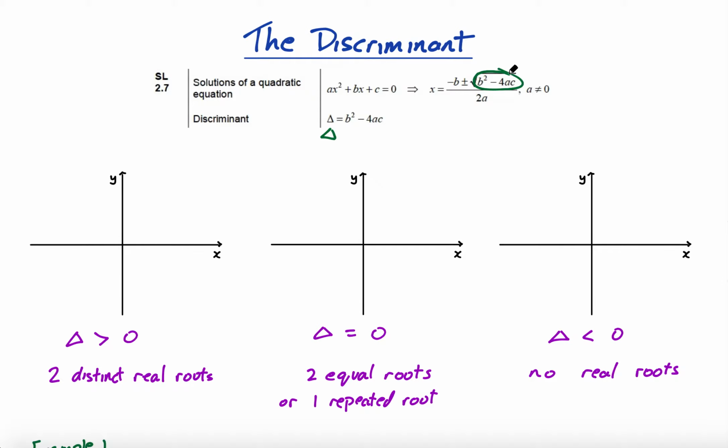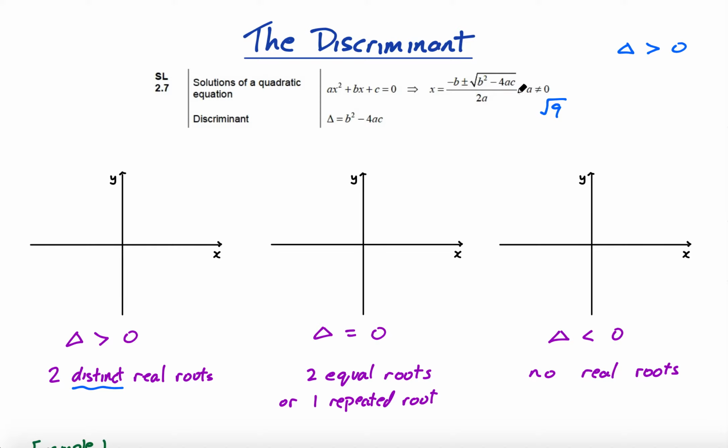Imagine b squared minus 4ac, or the discriminant, is bigger than 0. Well, what happens is, let's say we had the square root of 9, for example. The square root of 9 is 3, so you get plus 3 and minus 3. So you get two distinct, and that's the word I'm going to use down here, distinct, real roots. One of them is plus 3 and one of them is minus 3. Two distinct, meaning completely different roots.